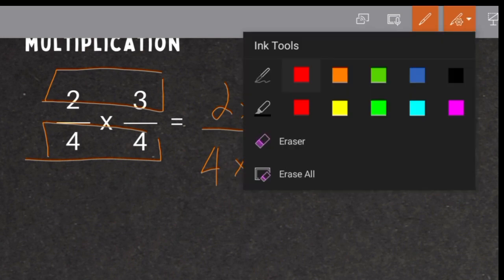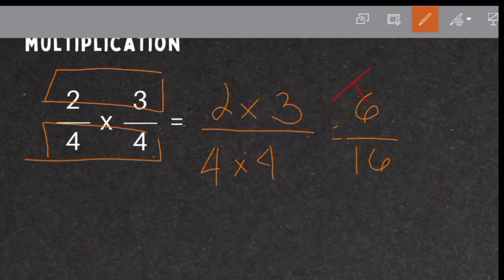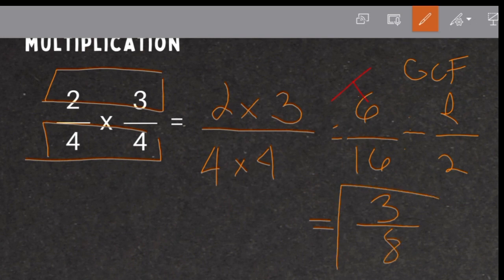What will be our final answer is if we get the lowest term, or simplify it to get the lowest term. So you just need to get the GCF, the greatest common factor of the two, to get its lowest term. 6 and 16 have a greatest common factor of 2. Right? So 6 divided by 2 is 3, and 16 divided by 2 is 8. So that will be our final answer, 3 over 8.